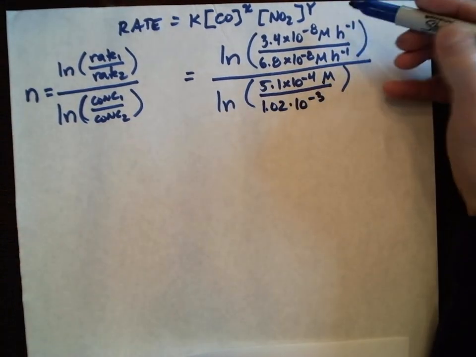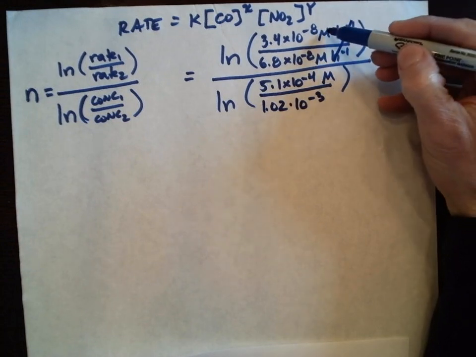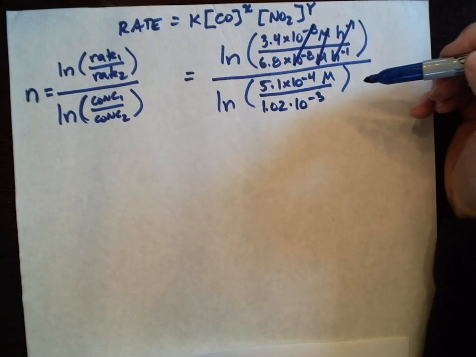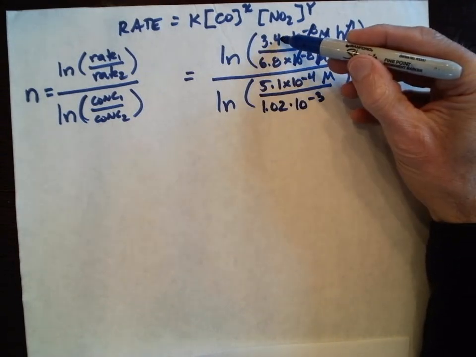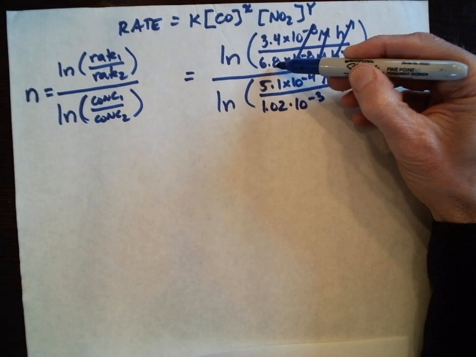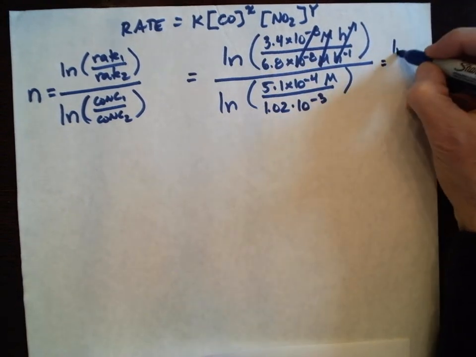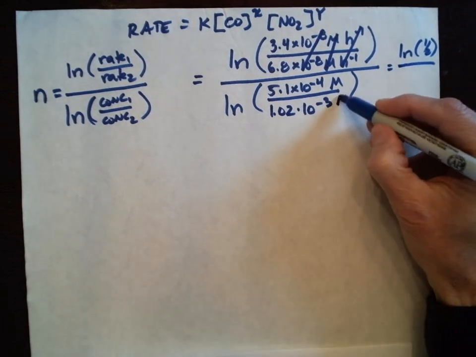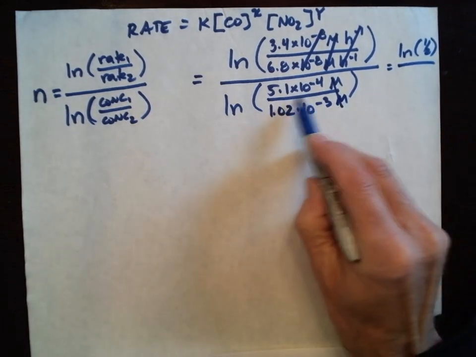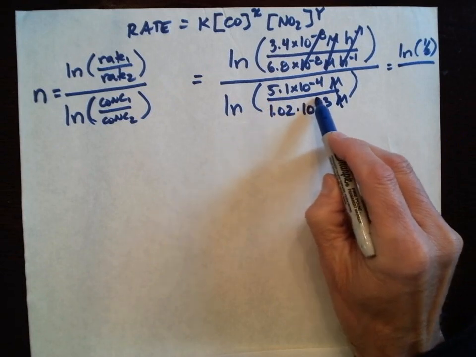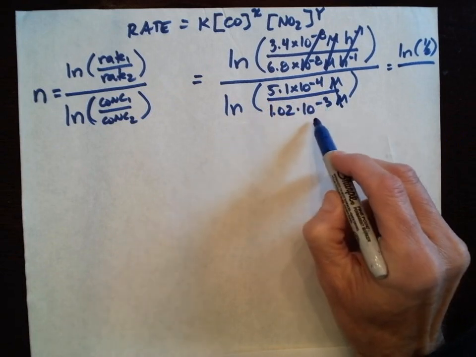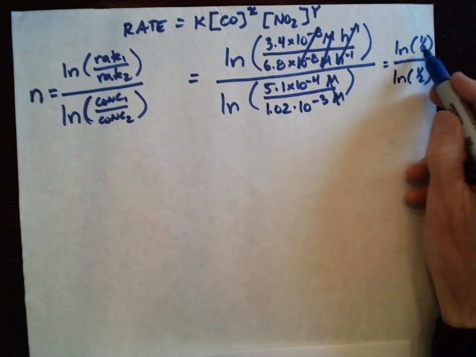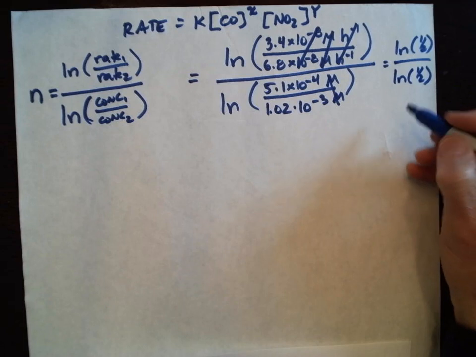Now, if I do the math here, the per hour cancels the per hour, the molar cancels the molar, 10 to the negative 8 cancels 10 to the negative 8, and 3.4 divided by 6.8, that's a half. So I have the natural log of a half over, oh, there's a molar here too, that'll cancel. If you run the math here, you'll see 5.1 times 10 to the negative 4 divided by 1.02 times 10 to the negative 3, that's also the natural log of 1/2. Whatever that is, this divided by the same thing is going to be 1.